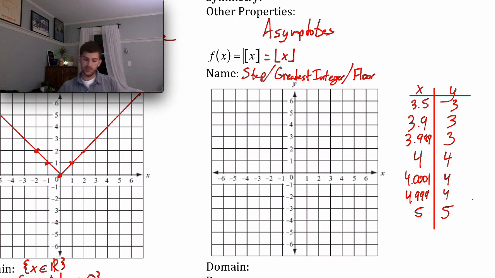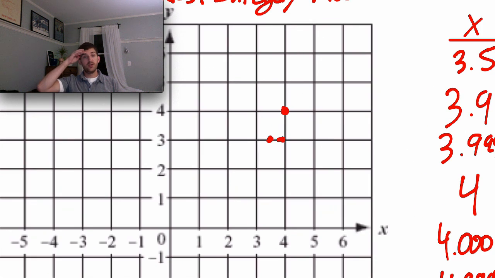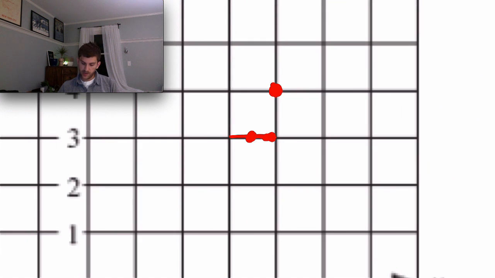So taking a look at some of these values that I have here. 3.5 was the first one I chose. 3.5 would round down to 3. 3.9 would round down to 3. 3.99999, but then once we hit 4, it jumps up. Let me zoom in on this a little bit. This part of the graph gets really close to being at 4, but once it hits that, it jumps up.